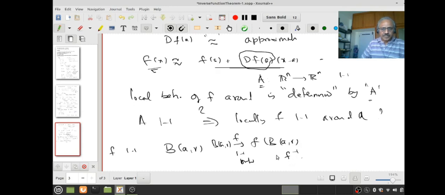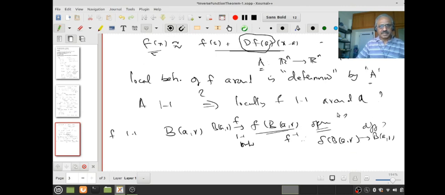You understand that? But if I want to talk about f inverse being differentiable, remember in several variable calculus, whenever we talked about differentiability, we insisted the domain should be open. Therefore what should I want? I would like to say this is open. If it is open, then I can talk about this being differentiable. Is the question clear? Right? So the inverse function theorem tries to answer these things. That's what the theorem is about.